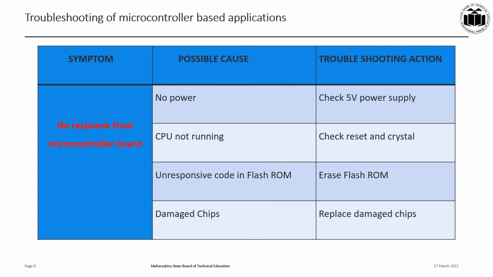The next cause can be unresponsive code in the flash ROM. That means we found that the power supply is working properly, the CPU is getting a proper clock signal and a proper reset. So the next thing you check is whether the code is getting executed properly. It may happen that the code you have stored in the program memory is unresponsive. So what do you do? Just erase the flash ROM and reprogram it.